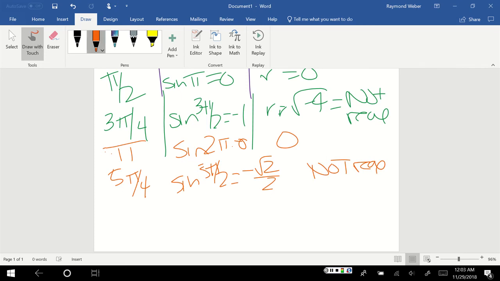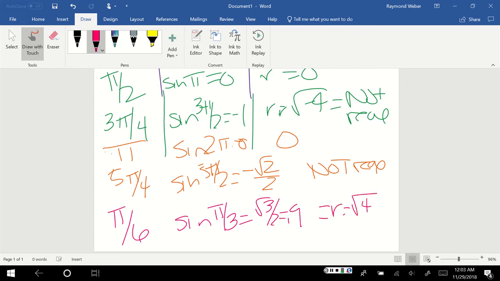The values that I can get: I can go back to that first quadrant and say, if I put in pi over 6, I want something different, then I'm going to get sine pi over 3, which is the square root of 3 over 2, which is about 0.9. And this is going to give me r equals the square root of 4 times 0.9, or approximately plus or minus 1.9. You can obviously check that on your calculator if you don't trust me.